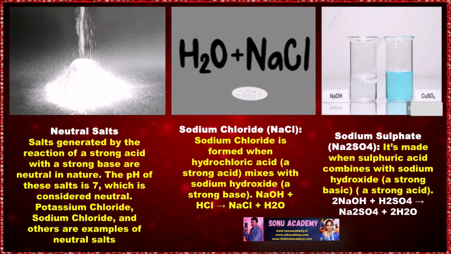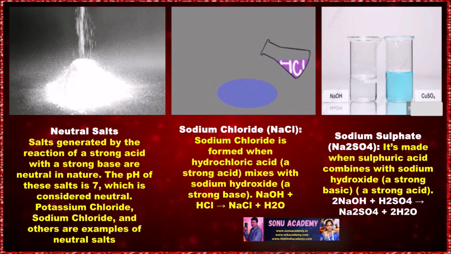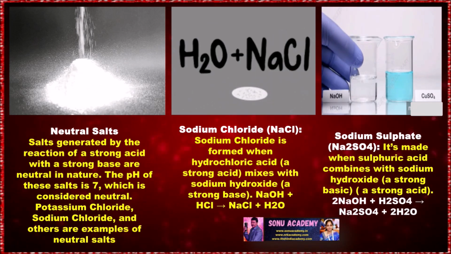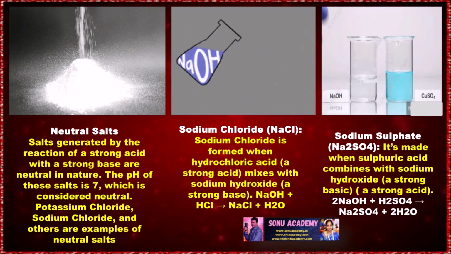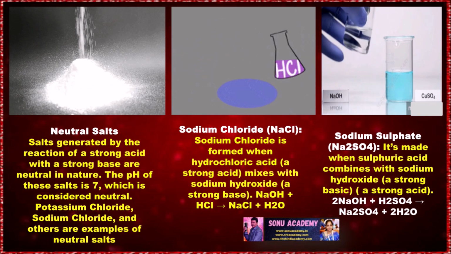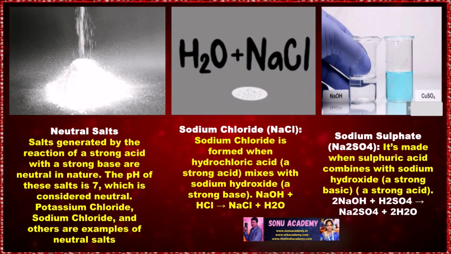Children, now let us discuss neutral salts. Salts generated by the reaction of a strong acid with a strong base are neutral in nature. The pH of this salt is 7, which is considered neutral. Potassium chloride, sodium chloride, and others are examples of neutral salts.